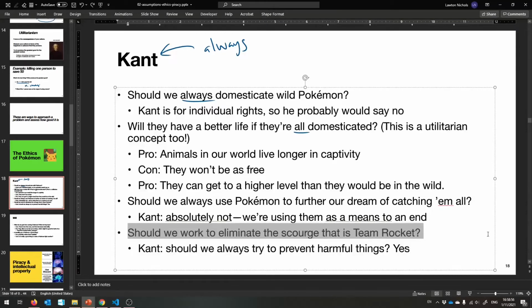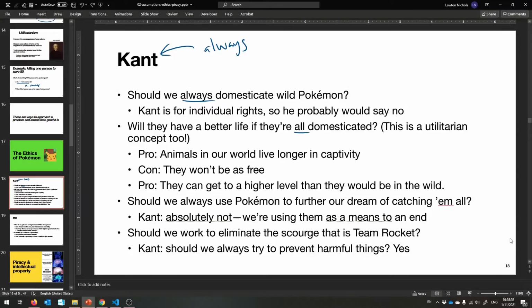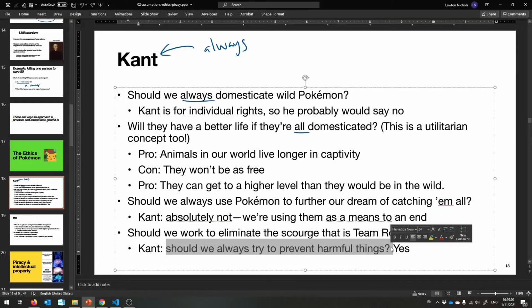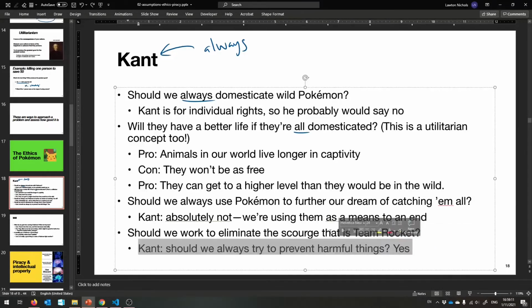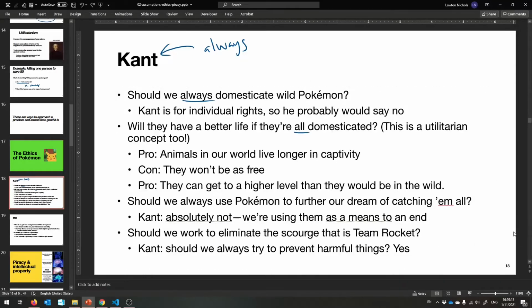Then finally, should we work to get rid of Team Rocket? They're like a terrorist group in the world of Pokemon. Kant would probably ask a follow-up question: should we always try and prevent these harmful things that exist in the world? Yes, so we should probably work on getting rid of Team Rocket. And if that involves using Pokemon, oh, now we have another dilemma. We might have to domesticate some of them. So you can go back and forth with all these ideas. They all bounce off each other, and you can come up with your own decisions. So that's what Kant might think in the Pokemon world.